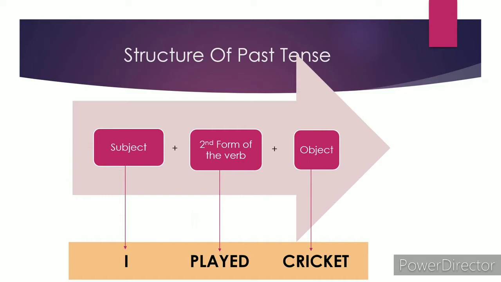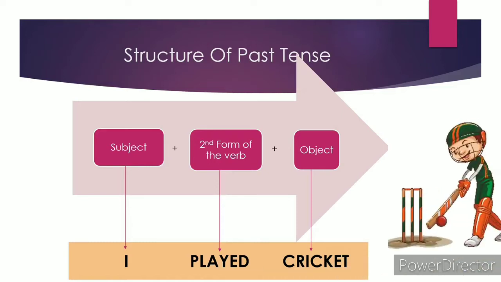Now let us see the structure of past tense. Subject plus second form of the verb plus object. I played cricket. Here, I is the subject, played is the verb in past tense, cricket is the object.